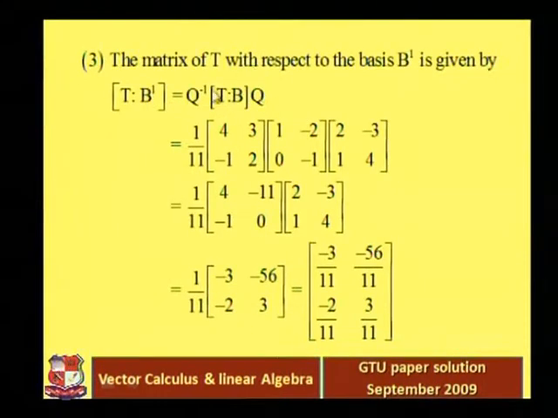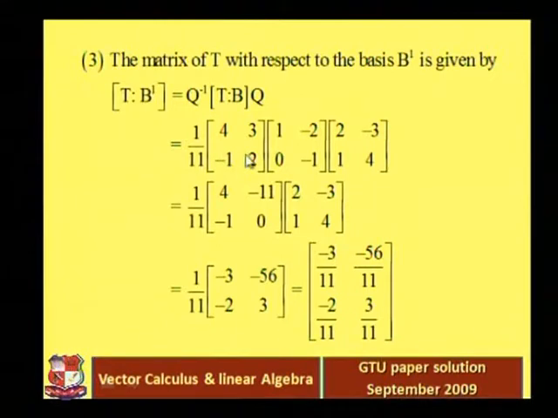Just put the value of these three matrices: 1 upon 11, this Q inverse 4 3 minus 1 2, this matrix T of B, that is 1 minus 2 0 minus 1, and Q, that is 2 minus 3 1 4. So first multiply these two matrices, 2 minus 3 1 4 and the given matrix as it is, 4 minus 11, minus 1 0.